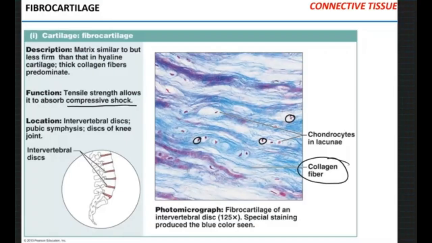That's it. Now, if you think about this, here we have elastic cartilage, ears and epiglottis, right? Fibrocartilage, intervertebral discs, and pubic symphysis. Every other cartilage is hyaline.